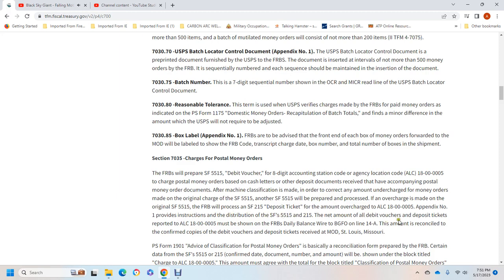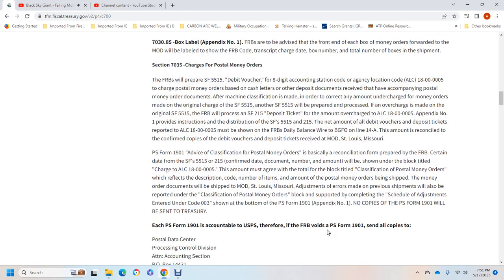The amount of all debit vouchers and debit deposit tickets reported in the agency location code should be known on the Federal Reserve Bank daily balance wire, the Bureau of Government Financial Operations, online 14A. The amount is reconciled with the confirmed copy of the debit voucher and deposit ticket, Money Order, St. Louis, Missouri. Postal Form 1901, advised classification of postal money orders, is the basic reconciliation provided with the Federal Reserve.